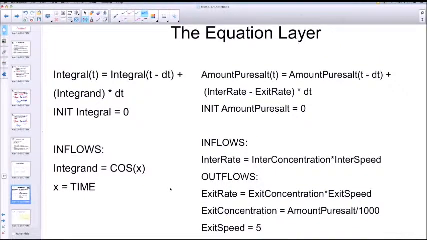And then once you finish it, and you copy down the equation layer, see what you have. The integral at t equals the integral a moment ago, that's my y, equals y a moment ago, plus the integrand, in this case the cosine x, times dt. Every calculation is real arithmetic. You only have multiplication and addition, nothing else here.